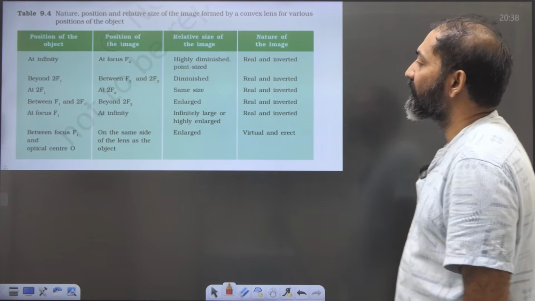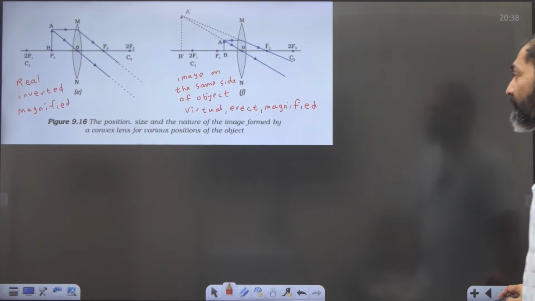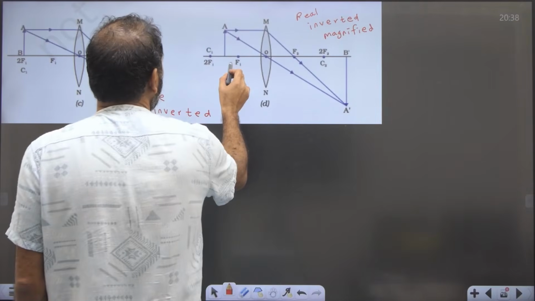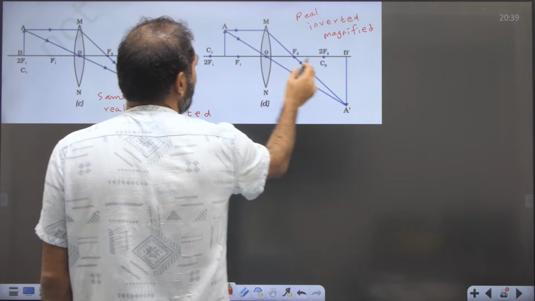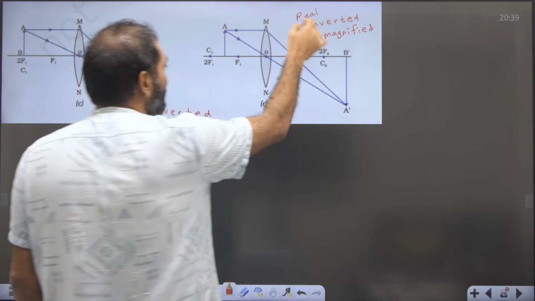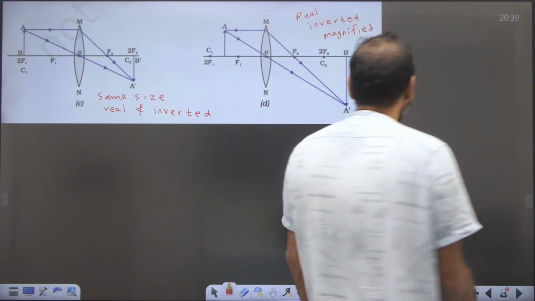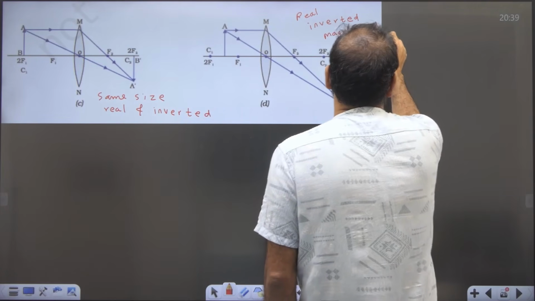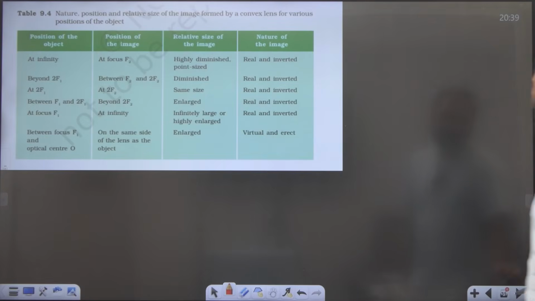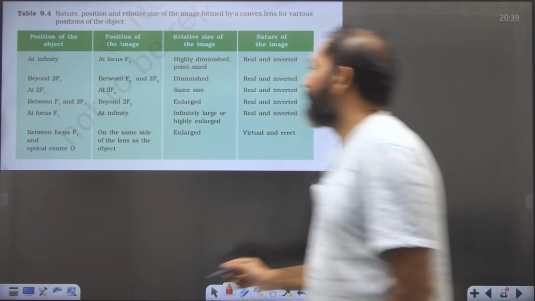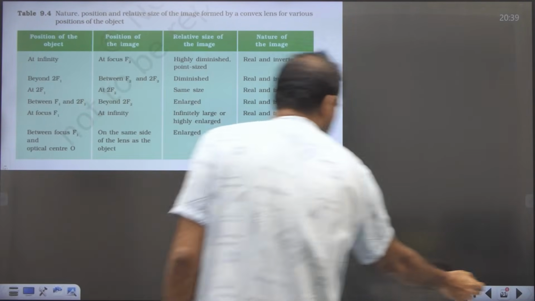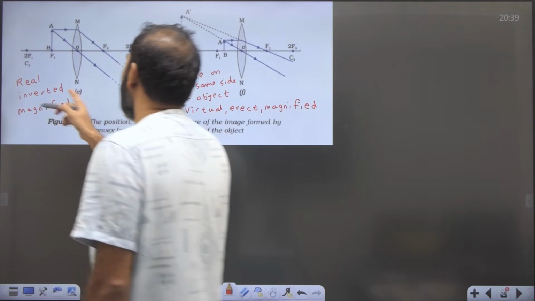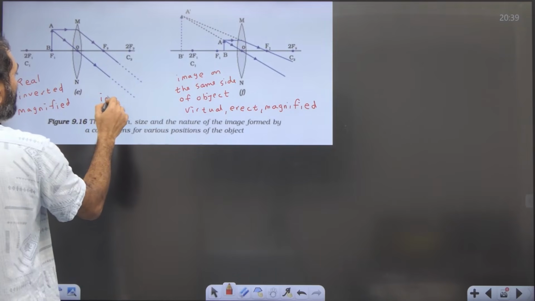Then third case, between f1 and 2f1. Between f1 and 2f1, where image is formed beyond 2f2, real, inverted, enlarged. Enlarged and magnified both are same. Okay. Then at focus f1. At focus f1, where image is formed, real and inverted, magnified, image is at infinity.